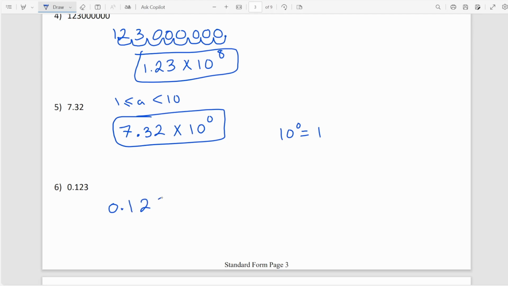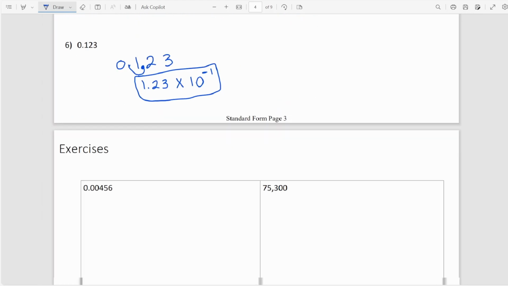Let's look at 0.123. So I'll move the decimal place once to the right, and that's it. I'll stop because now I have 1.23 multiplied by 10 to the power of. Firstly, my number was smaller, it got bigger, so this should be small, so negative. And we moved once, so to the power of 1. Okay? So hopefully this is clear.